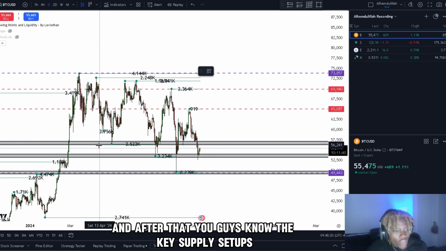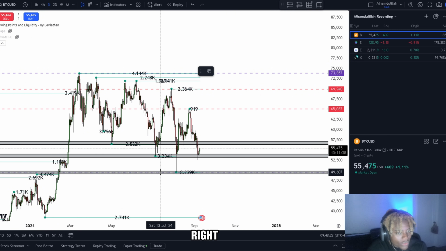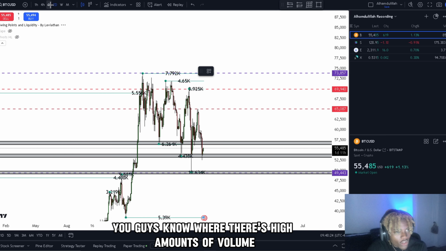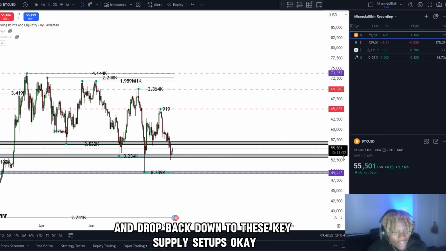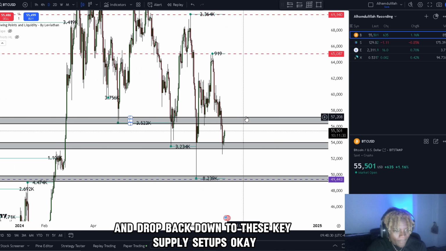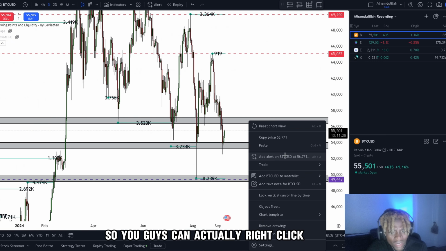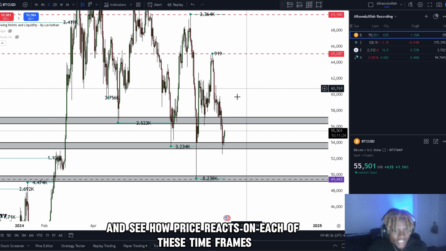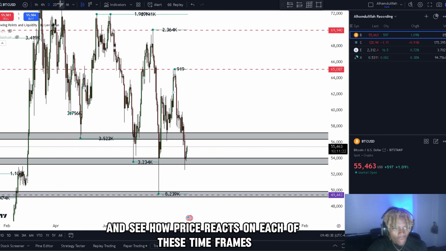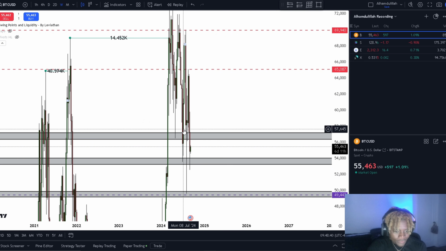And after that, you know the key supply setups, right? You know where there are high amounts of volume. So what you can do is wait for price to drop back down to these key supply setups, okay? You can actually right click, add an alert, and do it on each of the supply levels and see how price reacts on each of these time frames, right?